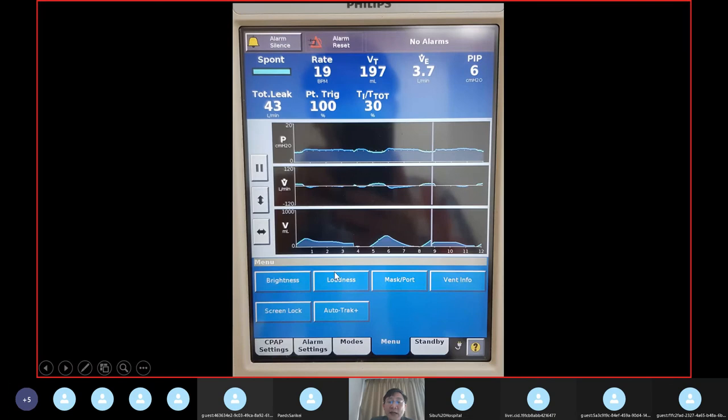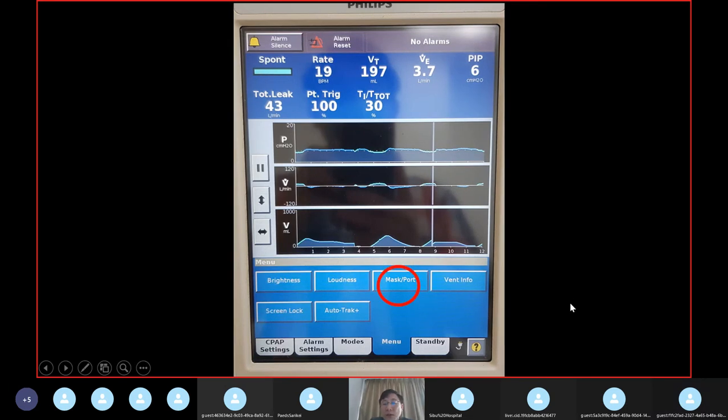So you can adjust brightness, loudness of the machine. You can have some information of the ventilator. It can screen lock so that your staff will not catch out. So the two important things that you're going to look into are the mask and port and also the auto track, right? So let's go to the mask and port first.